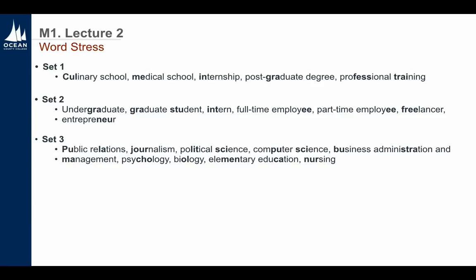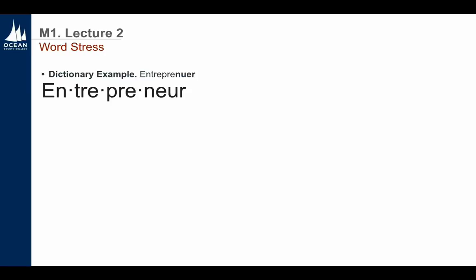Now you may be wondering, how do you know what the word stress is if you don't have your teacher right in front of you? Well, I usually tell students that there are 2 ways to do it. The first and most reliable way is to use a dictionary. So let's look at the dictionary example of entrepreneur. You can see that I have highlighted the last syllable as the syllable that is marked with word stress.